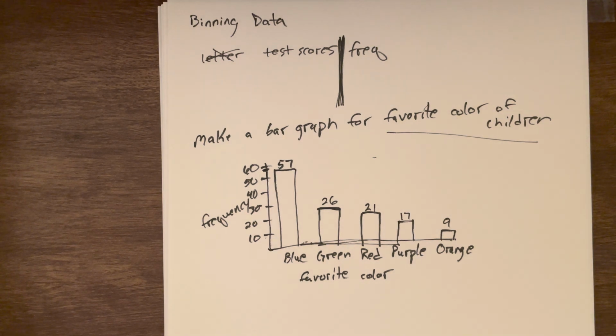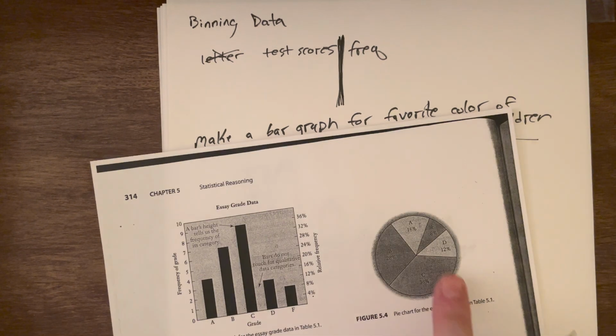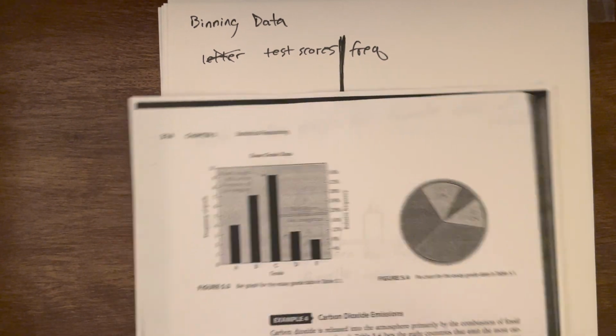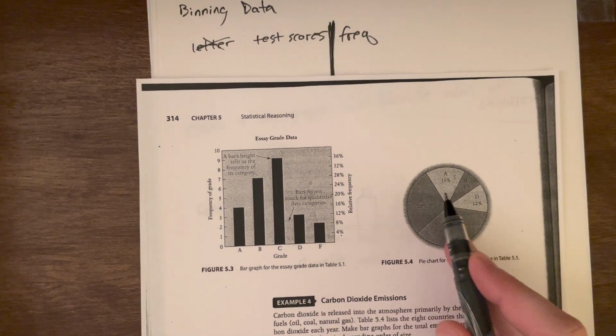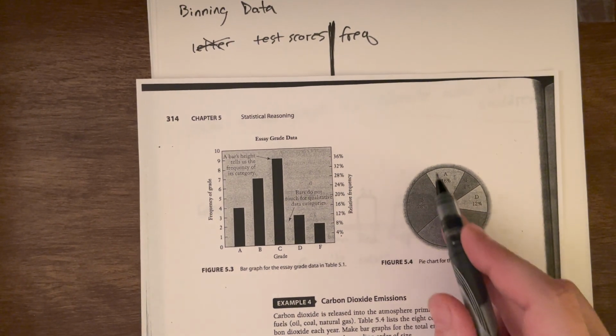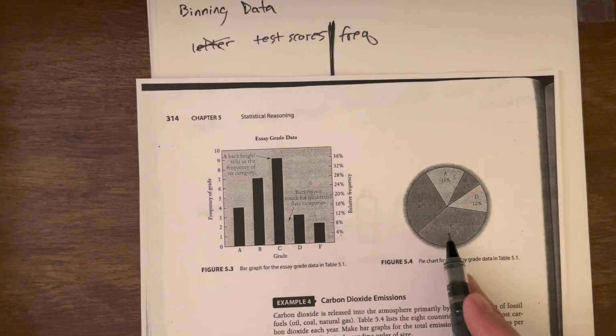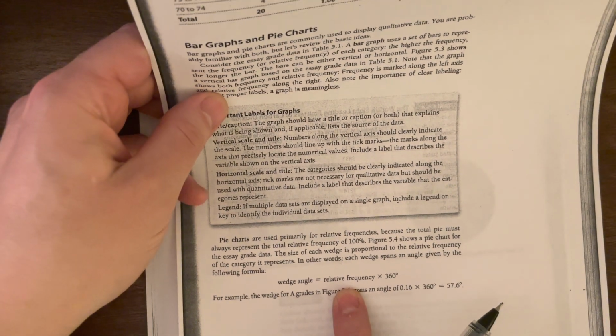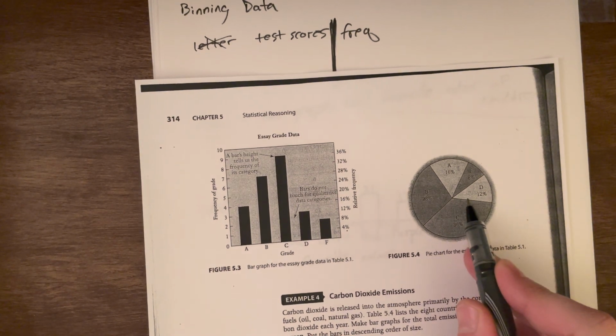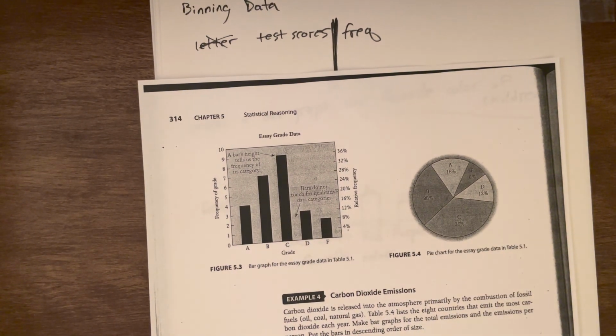Now the next thing, we talk about the pie charts. Now we need the relative frequency. Unfortunately, when I printed this out, it comes out black and white, so it's not as easy to see. But if you actually look at it, you'll be able to see that here's your A piece of pie, your B, your C, your D, and your F. Now, like I mentioned, the book has this whole procedure about how you use the relative frequency times 360 degrees to figure out the angle that each piece of pie should go with.